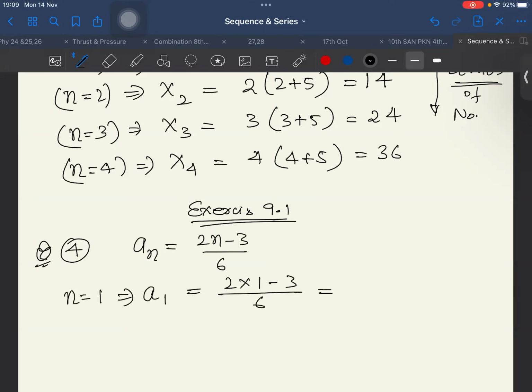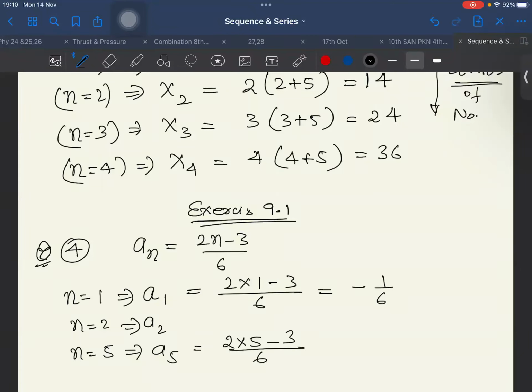Tell me someone, how much is this? Minus 1 by 6, right? So similarly, you substitute n is equal to 2, you will get A2. N is equal to, let's say 5, so you'll get A5. So you just substitute 5 into 5 minus 3 upon 6. So minus 7 upon 6 you are getting. Okay, so similarly you can find this as well and the other 2 terms, right?